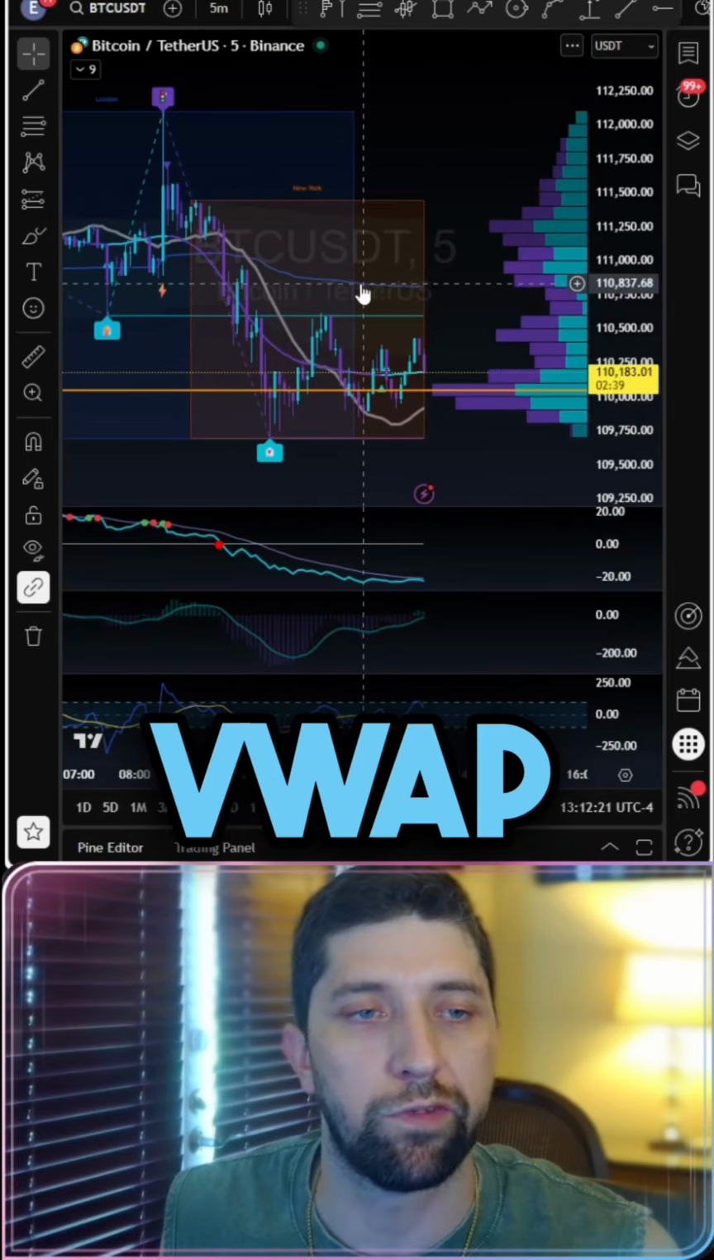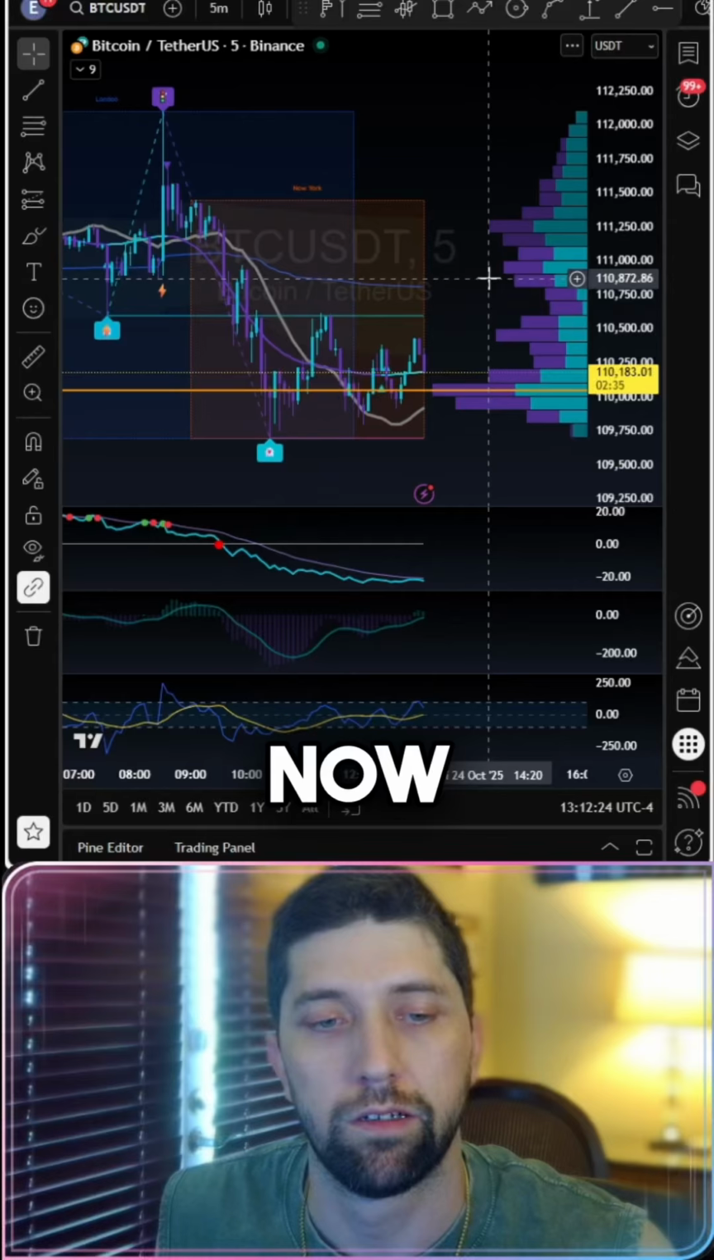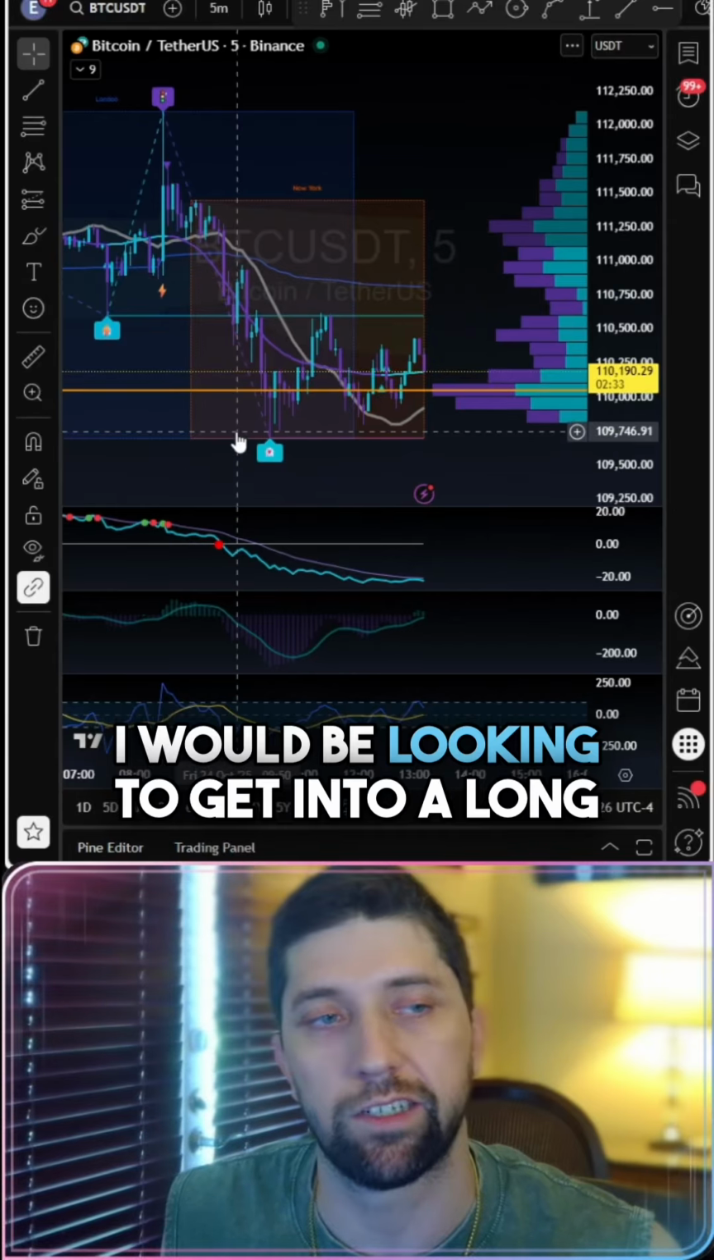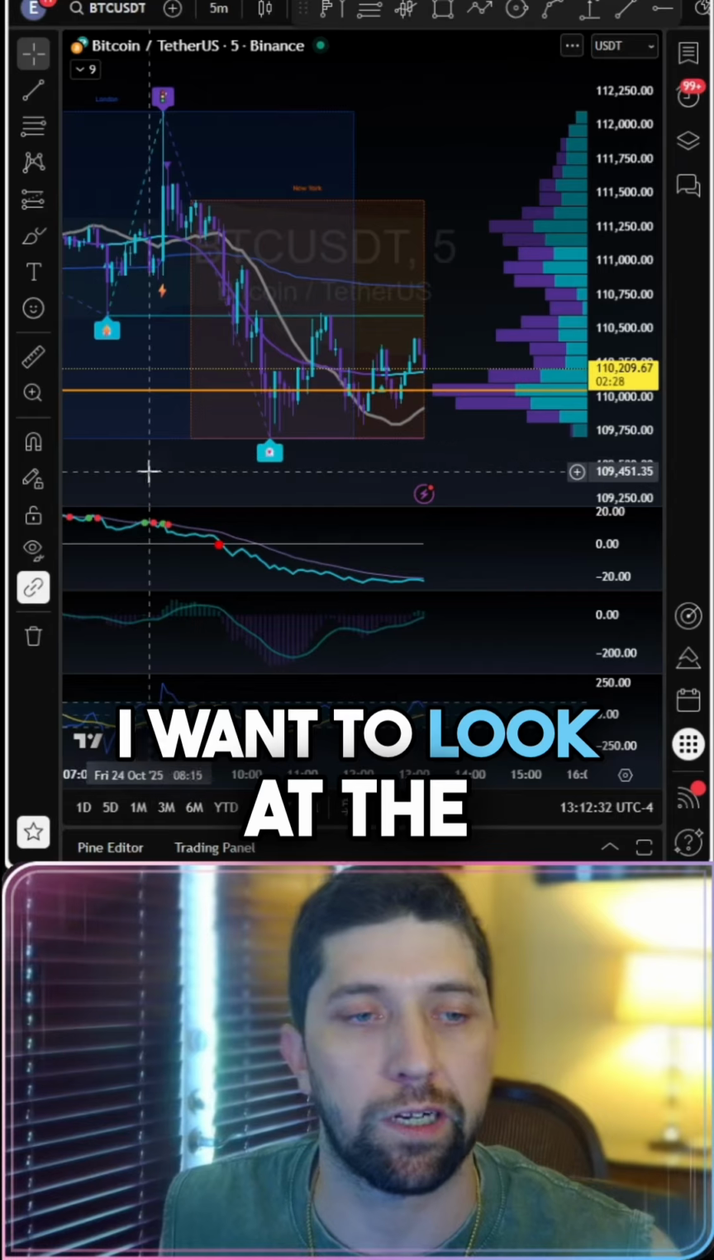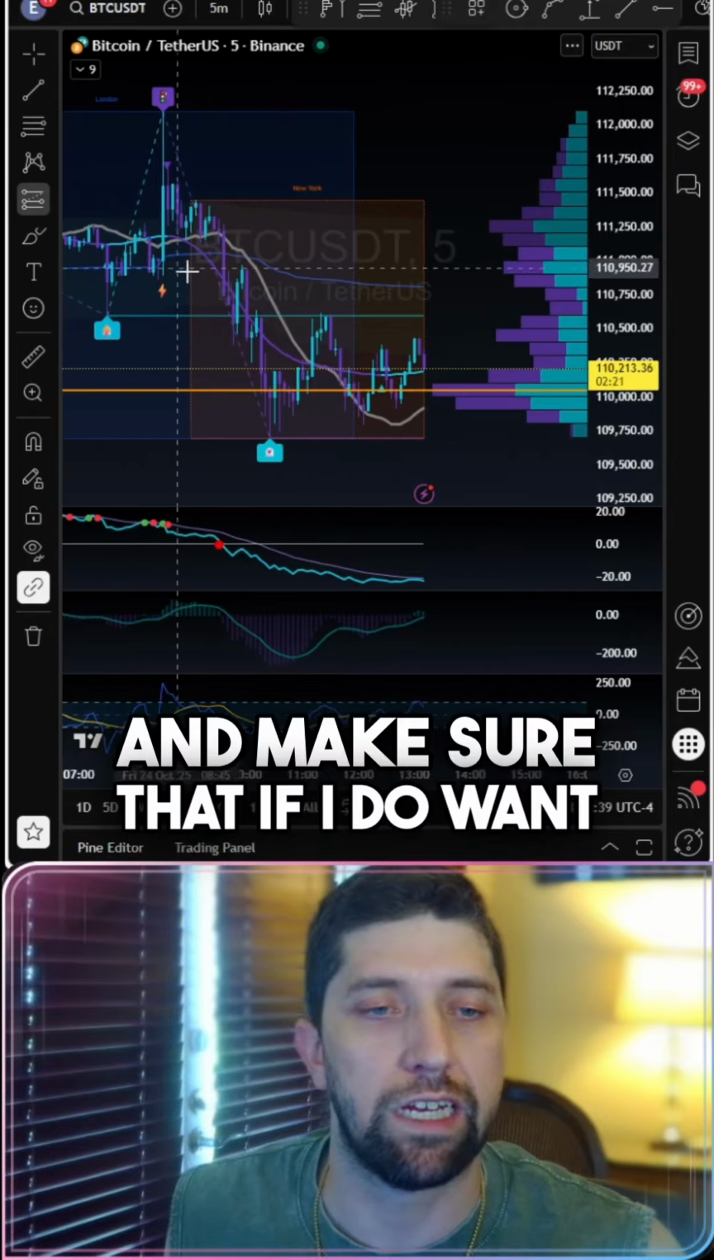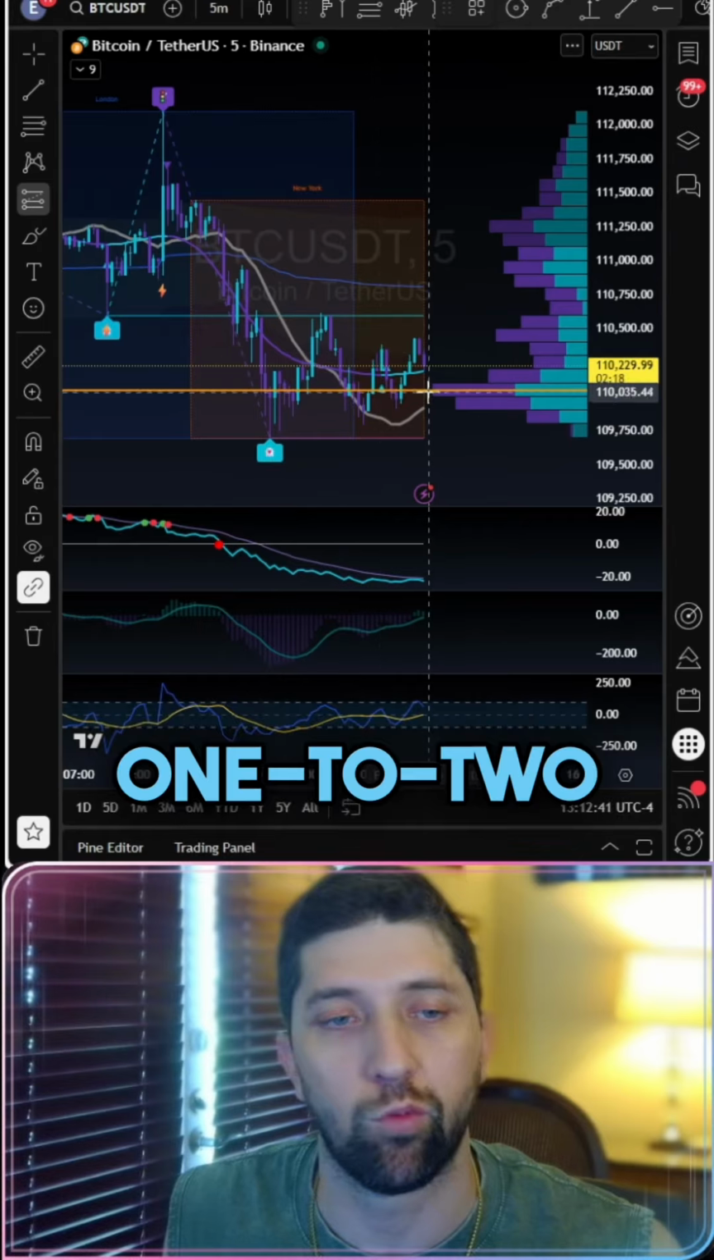You also have the VWAP sitting on top of price action right now. So with all of these factors, I would be looking to get into a long position. And then from there I want to look at the risk to reward ratio and make sure that if I do want to get into a trade, it's at least a 1 to 2 risk to reward.